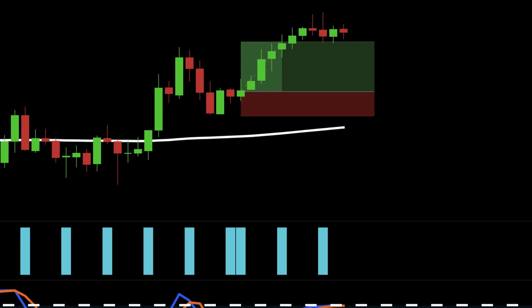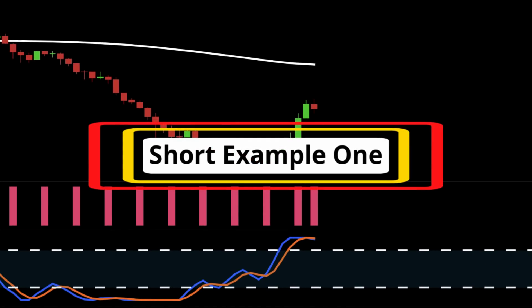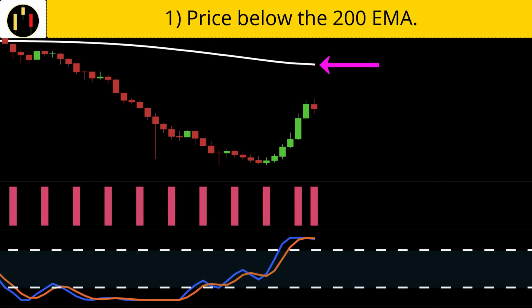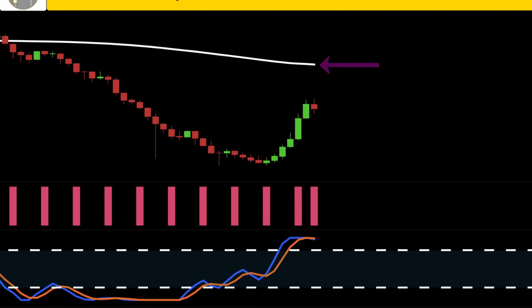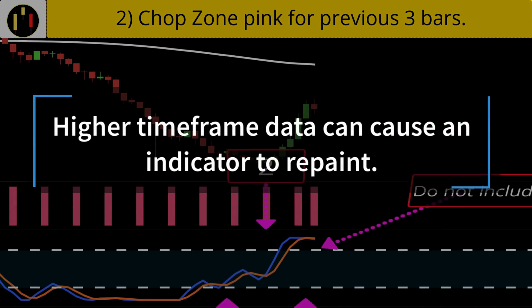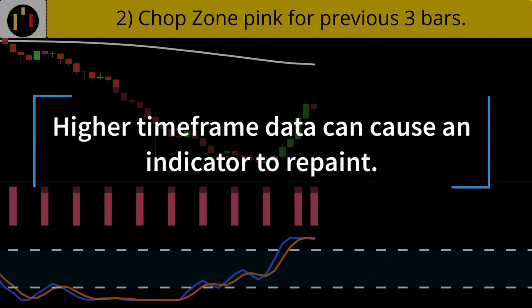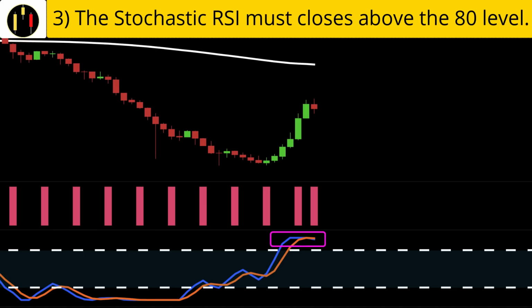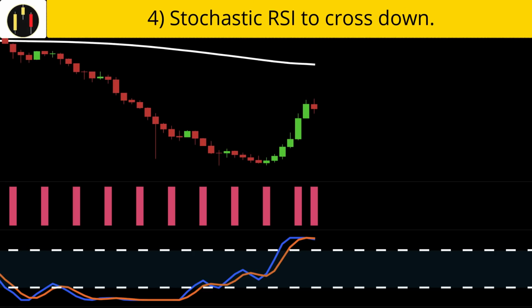Now we flip to shorts. This is what I will test for shorts. First, price must be below the 200 exponential moving average in white. Second, we are looking for the chop zone indicator to be pink for the previous 3 bars. We do not include the current bar to account for higher time frame repainting. The next rule is that both lines of the stochastic RSI must be in the overbought territory. The last rule requires the stochastic RSI to cross down.